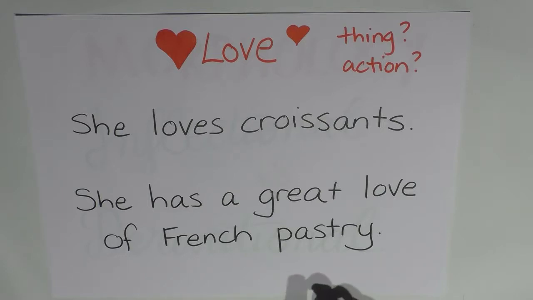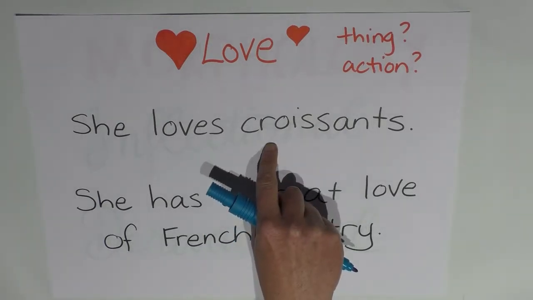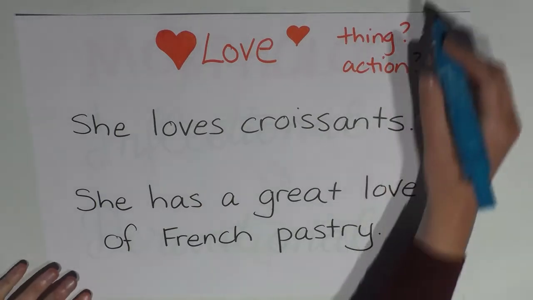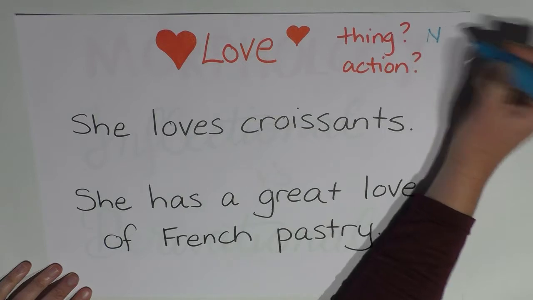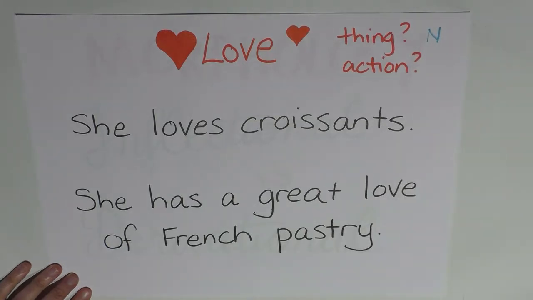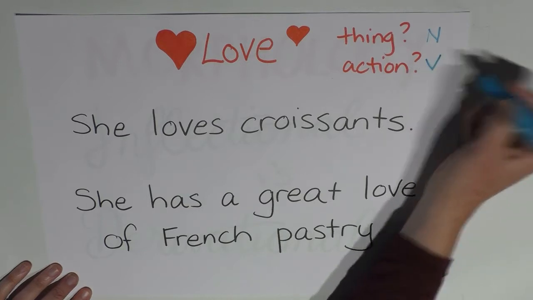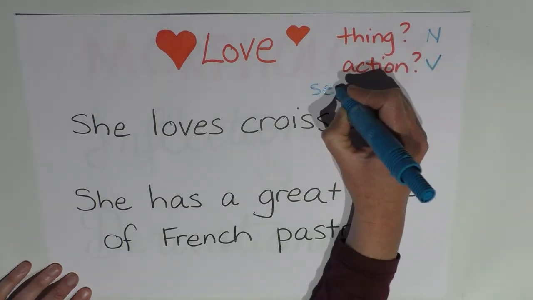So we can understand this in terms of the word love. We can use this word love in the following two sentences. She loves croissants. She has a great love of French pastry. So which word class does love belong to? Is love a thing, which would be a noun according to its semantic category? Is love a doing word? Well, that would be a verb according to its semantic category.